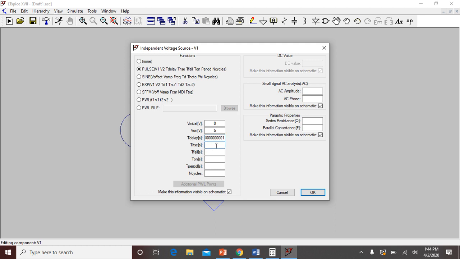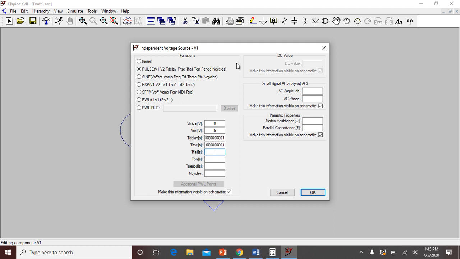Another thing is time rise. Time rise is the time taken by the waveform to switch from the lower voltage to the higher voltage. We know that the lower voltage is 0 and the higher voltage is 5. So it will take some time to switch from 0 to 5, and this time is the time rise. Again, this time should be very small or minute, so I'm again taking it as 0 point, lots of zeros and 1.